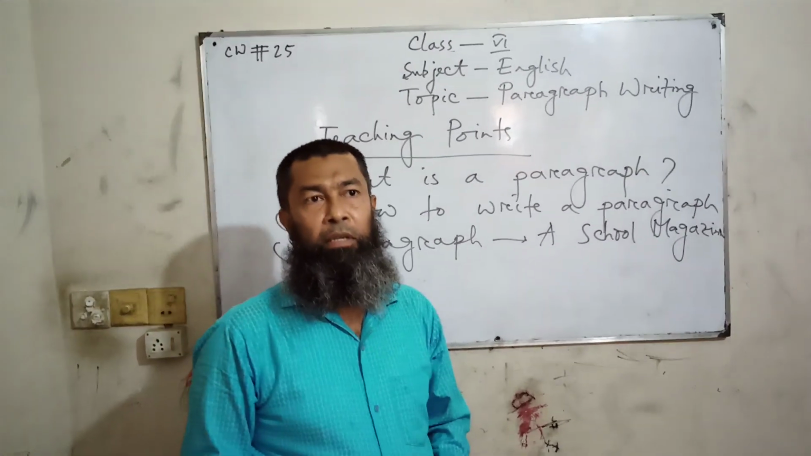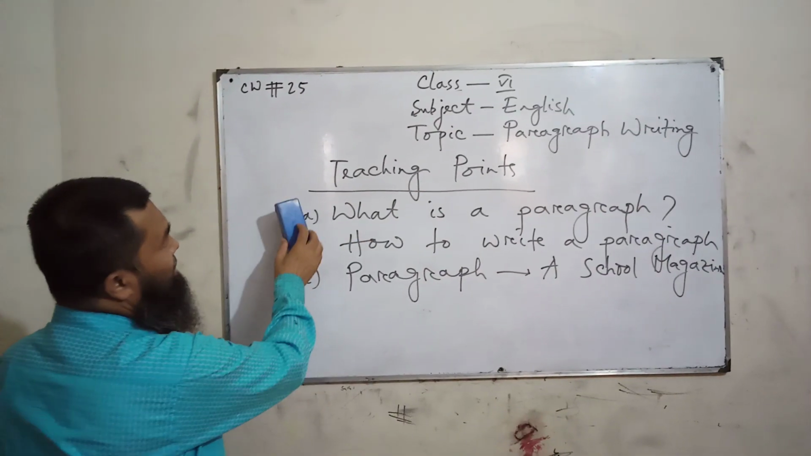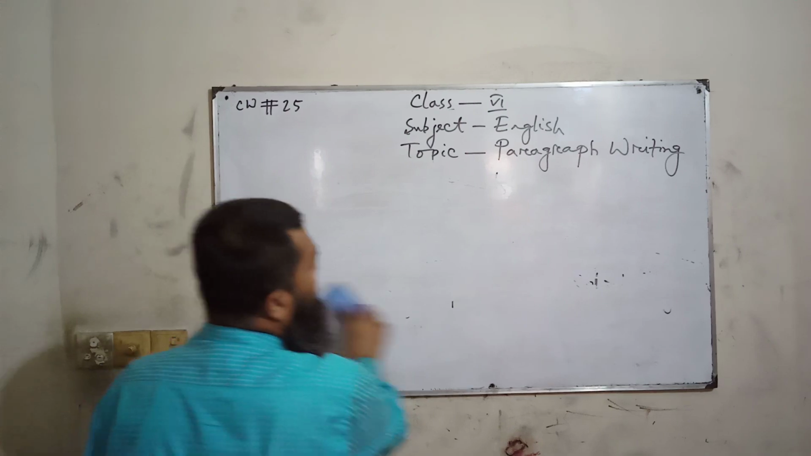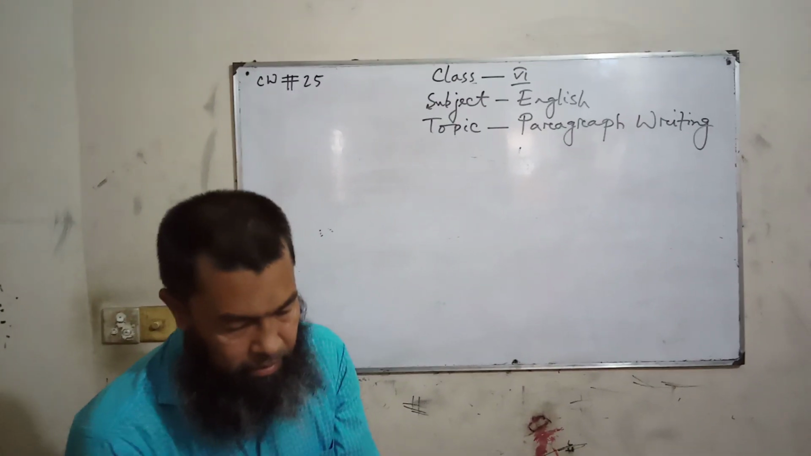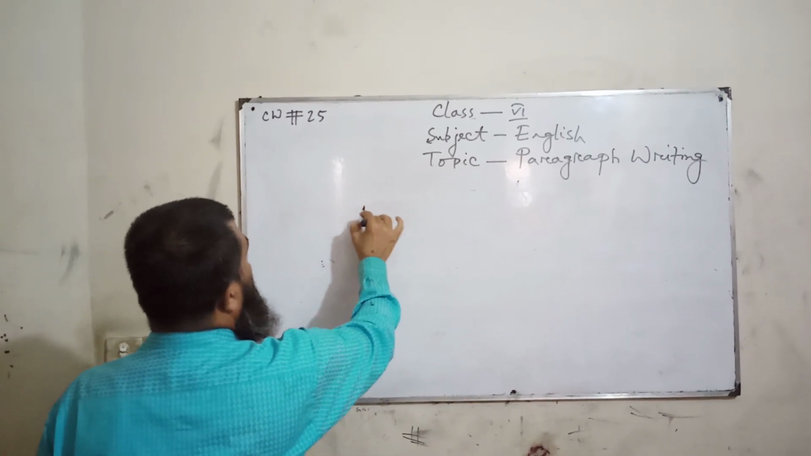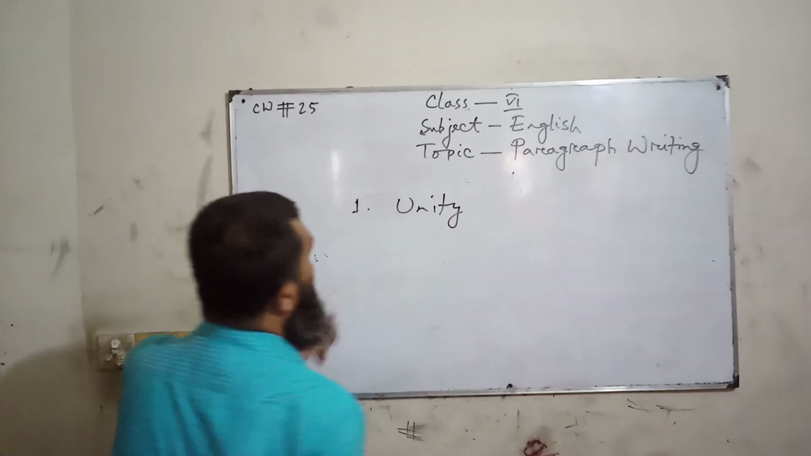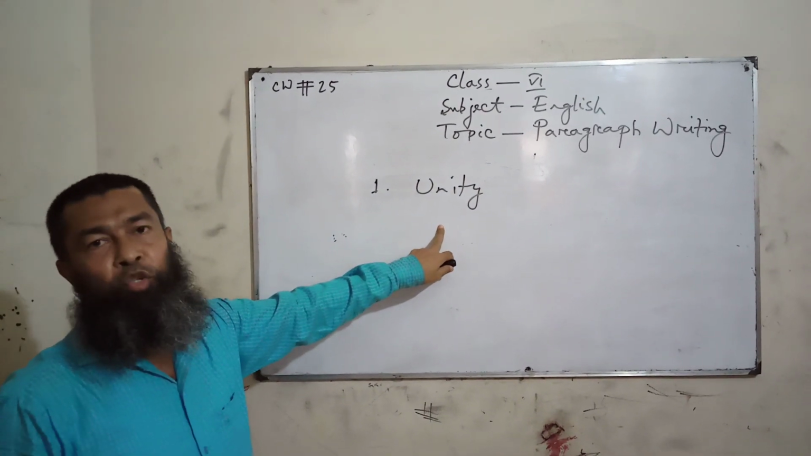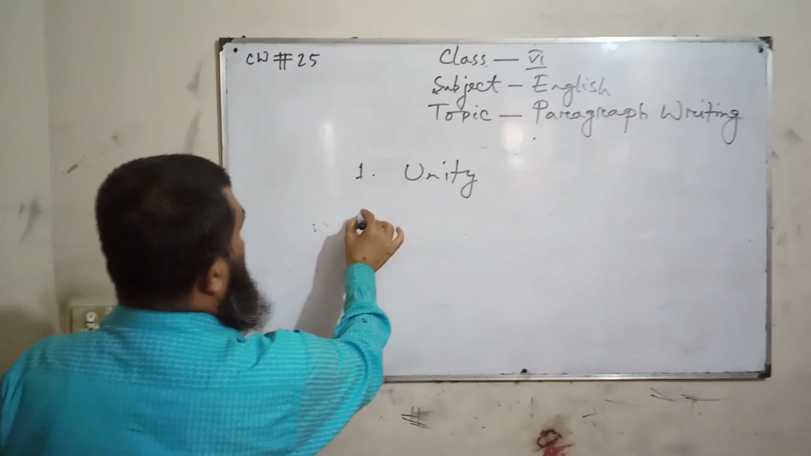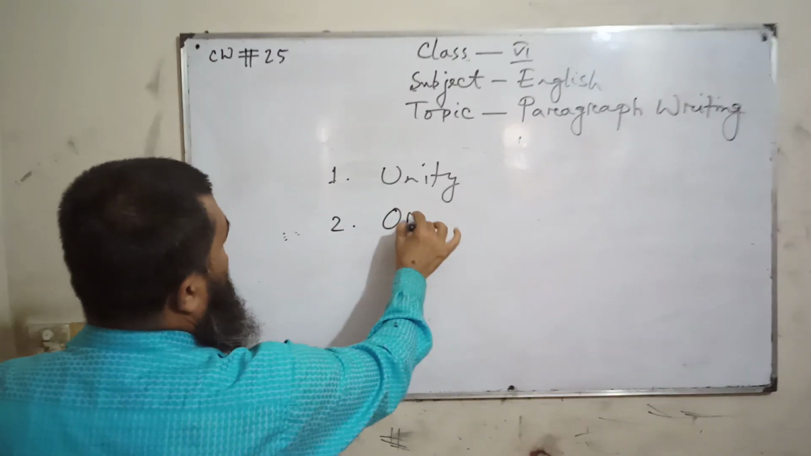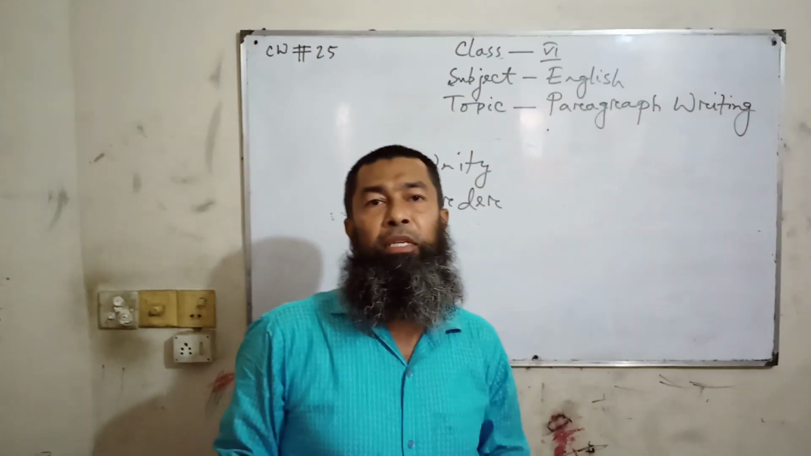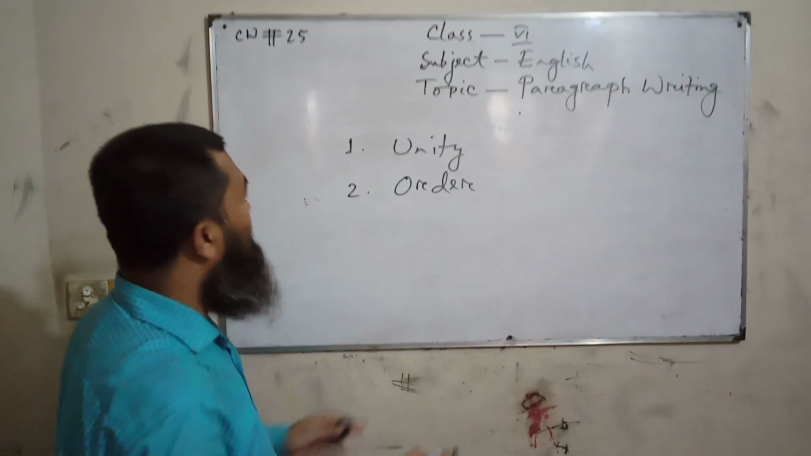And second principle is order. There are some points in order. First principle is unity, which I have told. What is unity? That means all the sentences should be closely connected with the main topic. And second principle is order. What is order? Order means logical sequence of the thoughts of a paragraph. There are some points in order.